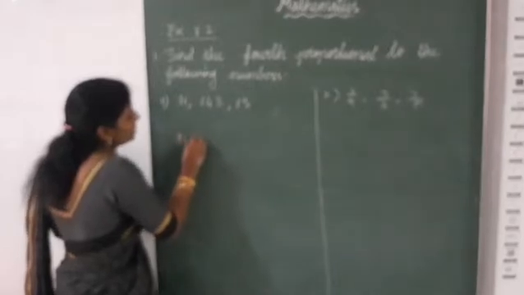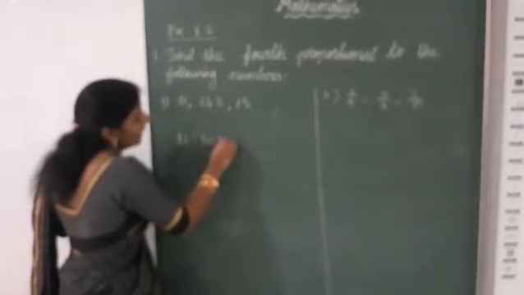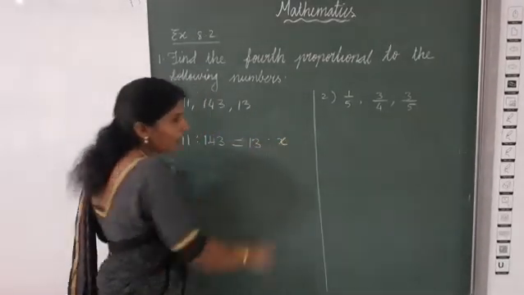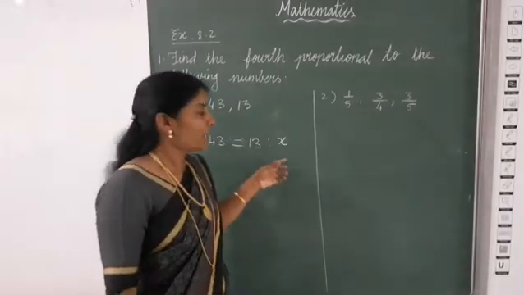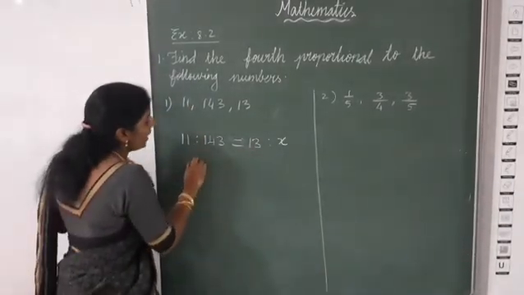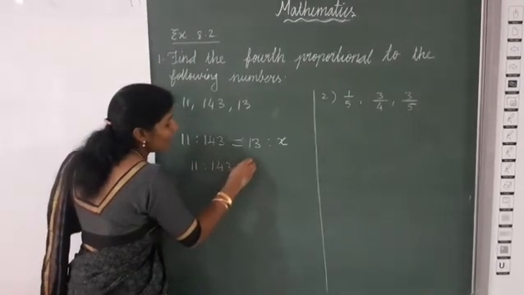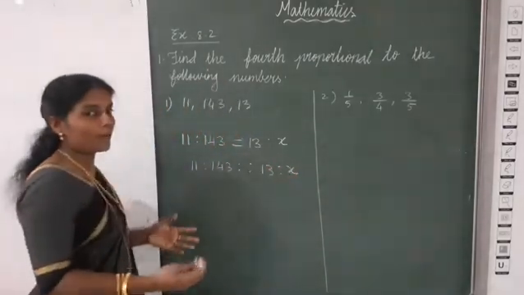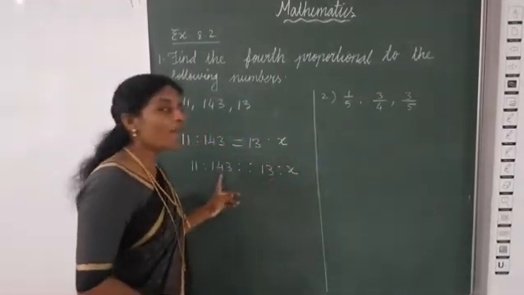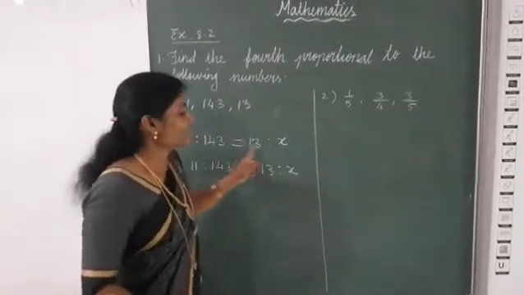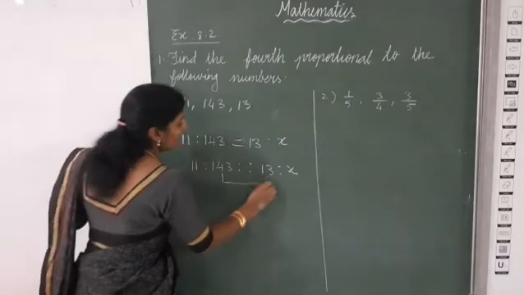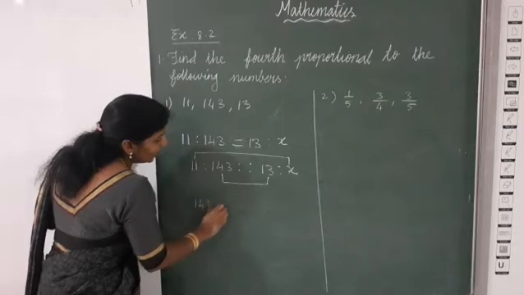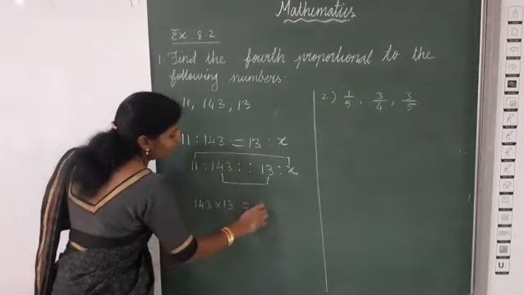So 11 is to 143 is proportional to, otherwise equal to 13 is to x. That fourth proportional we can take x. Now we can write in proportion form: 11 is to 143 as 13 is to x. In proportion, the product of mean is always the product of extremes. Now we can multiply the mean part and extreme part. First 143 into 13 equal to 11 into x.